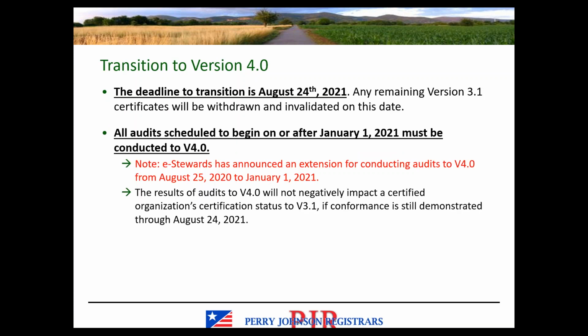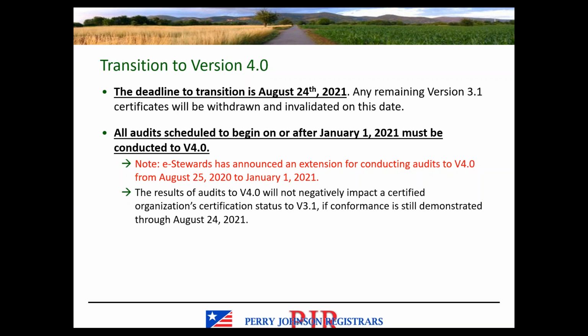So for clients who are currently certified to version 3.1 and will be transitioning, the deadline to transition is August 24th of 2021. That's the overall deadline. Any certificates for version 3.1 that have not transitioned by August 24th, 2021 will be invalid after that date.